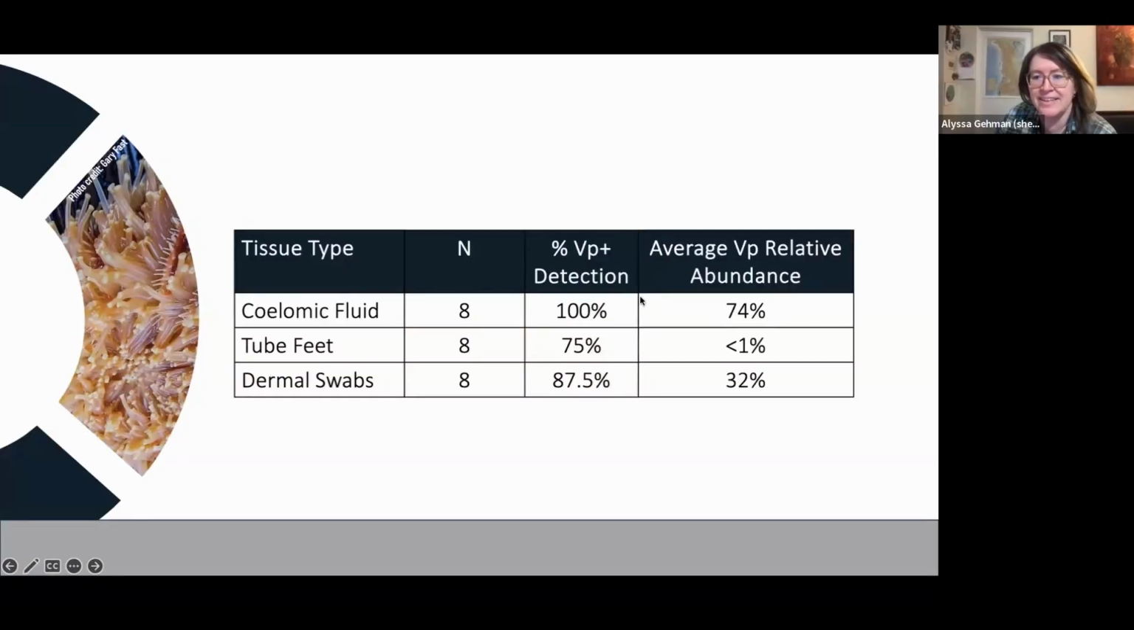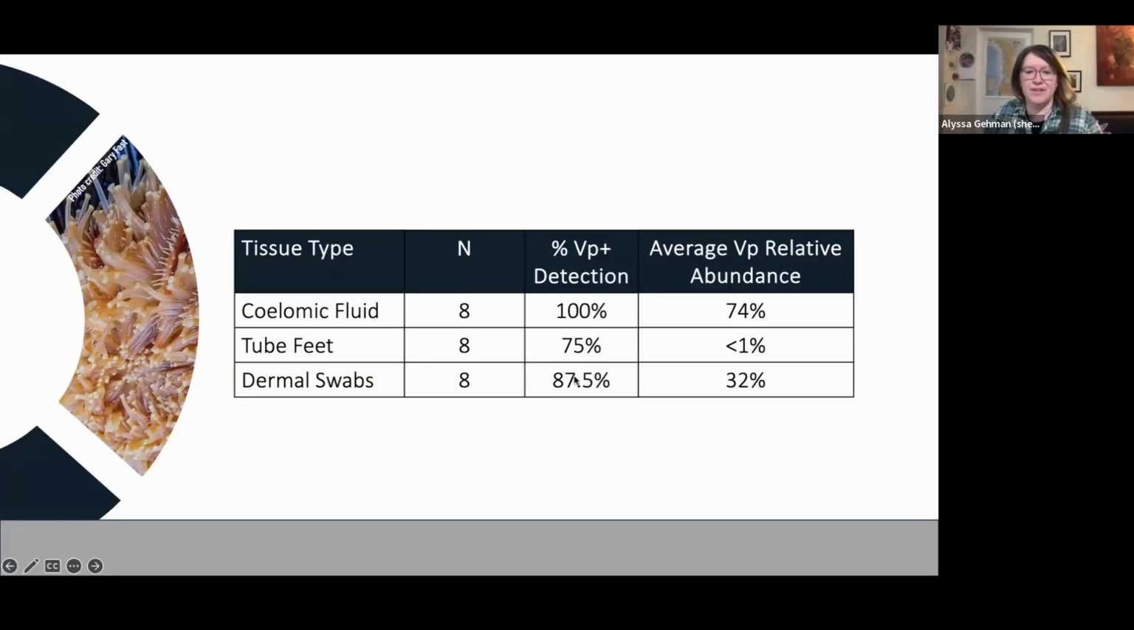And even more importantly, the average abundance is an even bigger difference. So in the coelomic fluid, the average abundance is very high. It's predominantly VPEC when they are dying from disease. But in the tube feet, even if it's there, it's less than a percentage. So it would be really hard to detect VPEC from a tube foot sample, and it'd be quite probable that you would miss it. And then again, dermal swabs are in this middle ground where they're not quite as sensitive as coelomic fluid, but they're not as insensitive as the tube feet are.